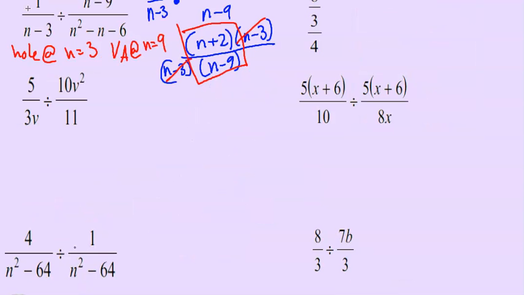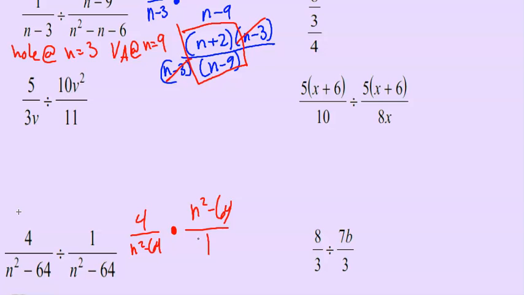Let's do one more on this page. 4 over n squared minus 64 divided by 1 over n squared minus 64. So we'll keep the first fraction, change the operator to multiplication, and then flip the second fraction.